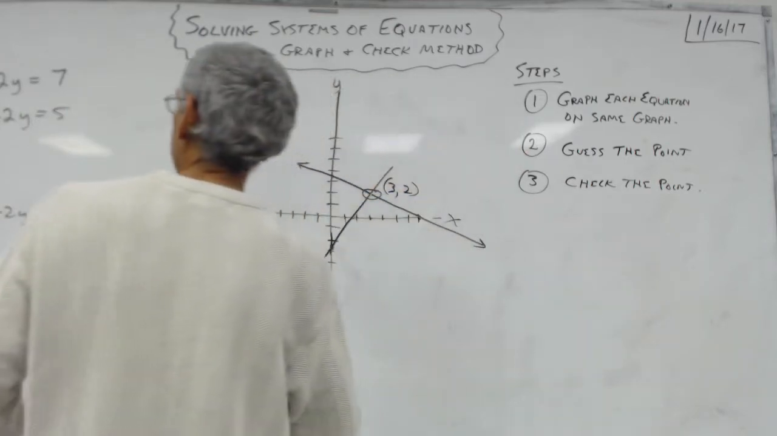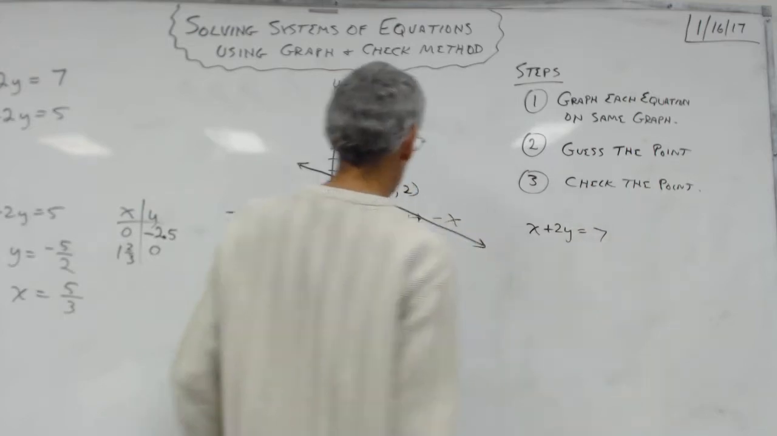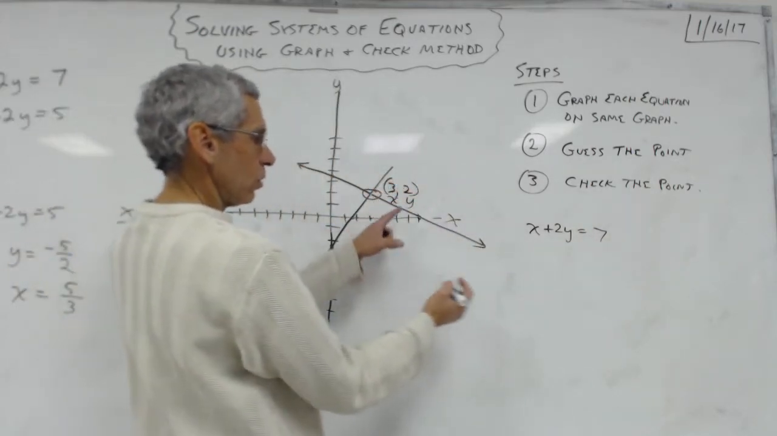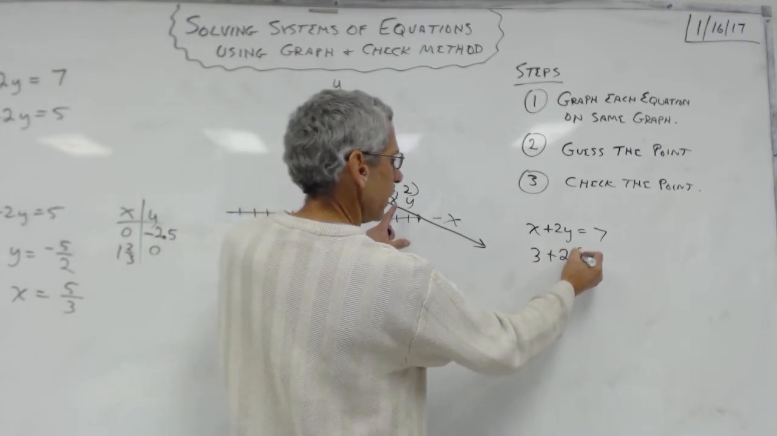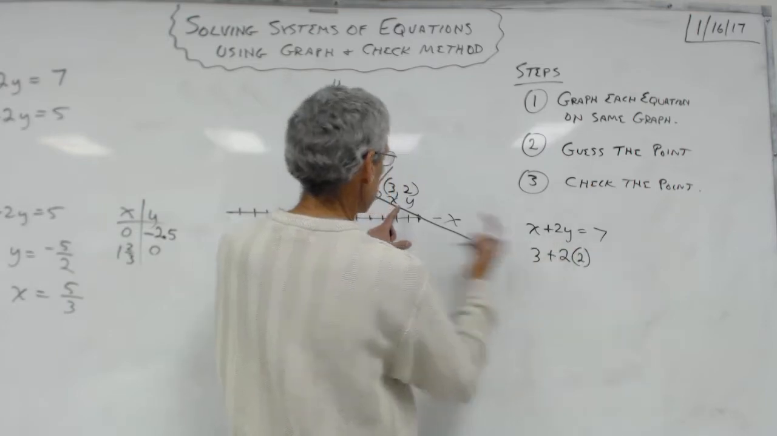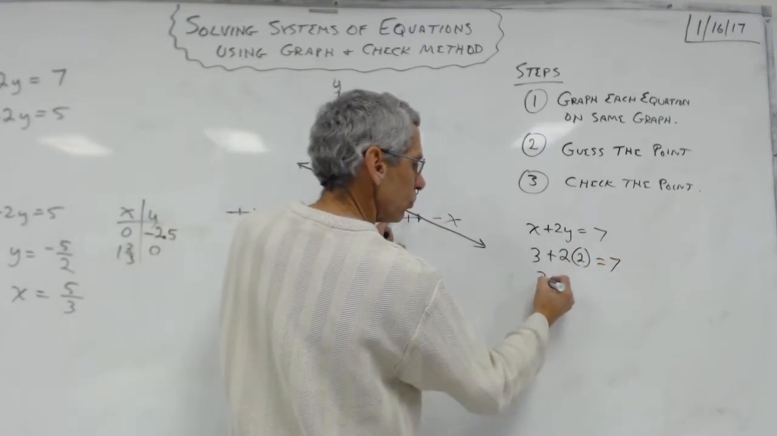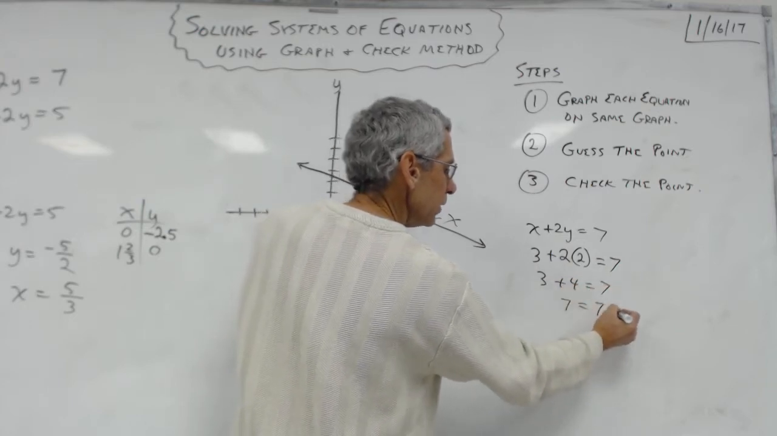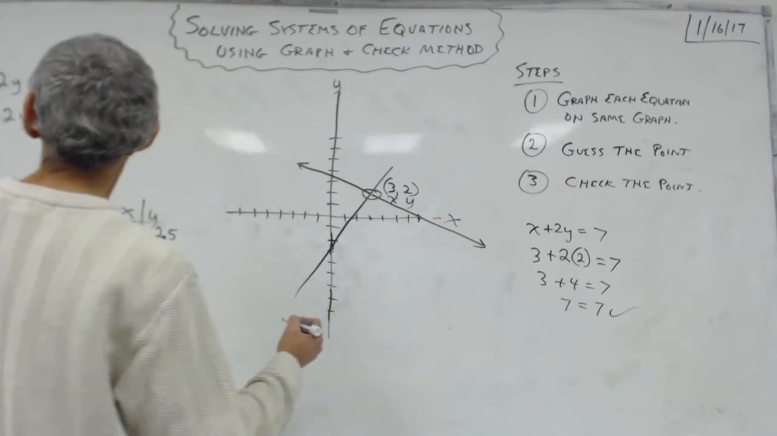So let's check. First one was x plus 2y equals 7. And again, this is my x, and this is my y. So x is 3. 3 plus 2 times 2. Am I right? Y is 2. So 3 plus 4 equals 7. 7 equals 7. It checks. Yay! Okay. Cha-ching.